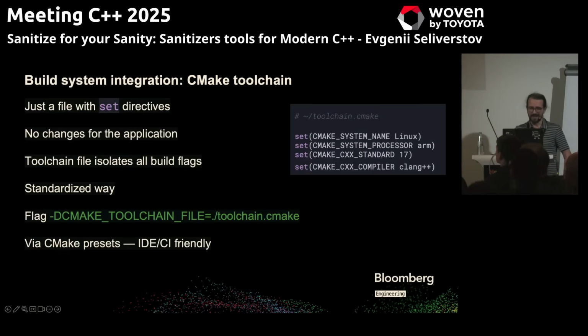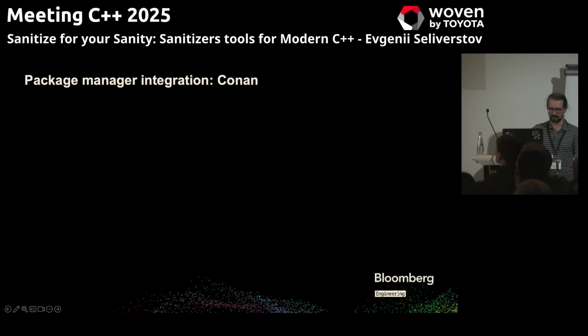Then, if we go with really modern C++, we have toolchains. The toolchain file on the right side is just a set of different CMake instructions, and it can be passed in from outside. It's fully supported by IDEs and CI, and it's really the standard way to go. So we don't need to adjust anything at all in our system.